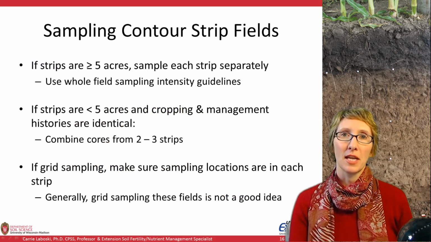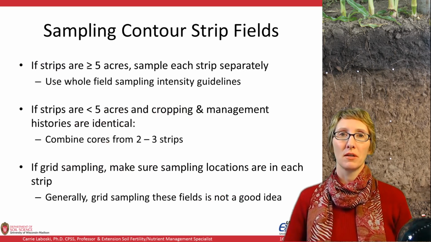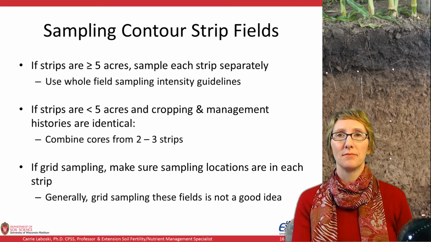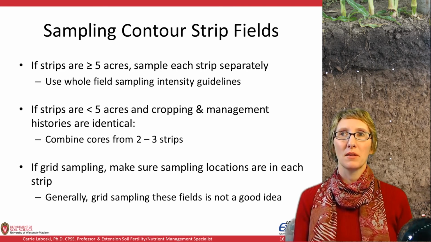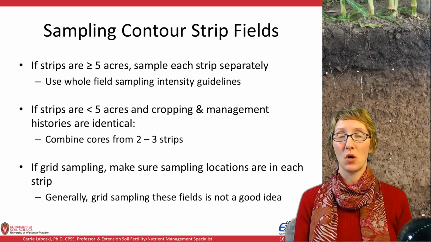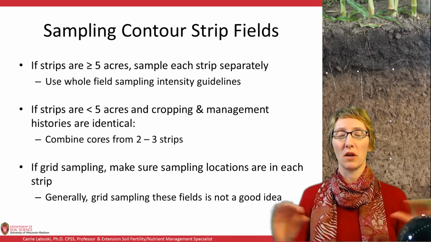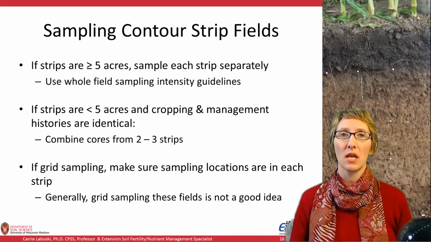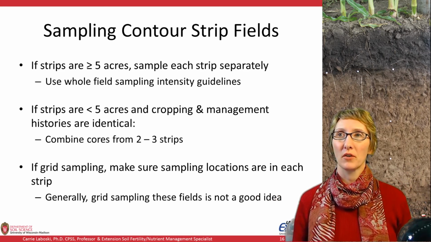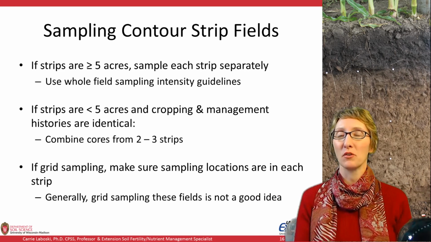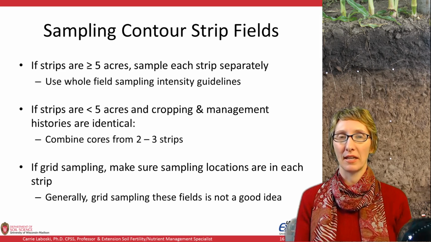Now that brings me to sampling contoured strip fields. We have a number of places in the state of Wisconsin where we have contour strips. Now, when you think about these strips, some of them can be kind of small in size. They're just kind of little strings going around the contour of the hills. And so if the strips are greater than or equal to 5 acres, then you sample the strip separately, again using the whole field sampling intensity guidelines of 1 sample per 5 acres.